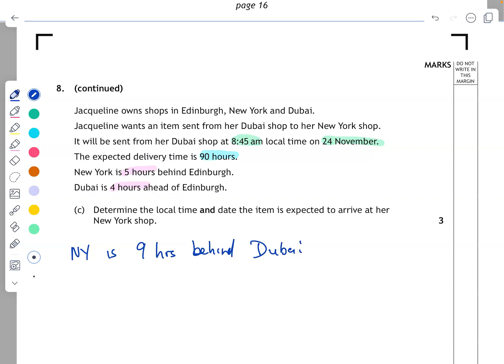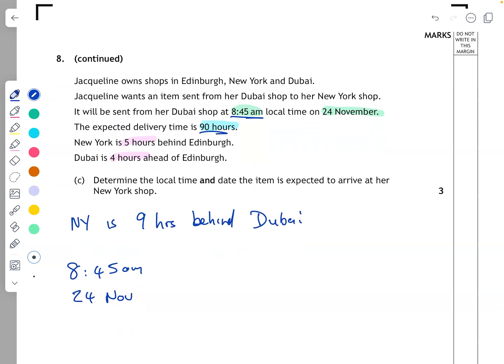Okay, so we've got 8:45 a.m. is when it gets sent. So 8:45 a.m. in Dubai time on the 24th of November. And it takes 90 hours. Wow. Okay. So let's figure out how many days and hours that is. So 90 divided by 24, that'll give you 3.75 days.